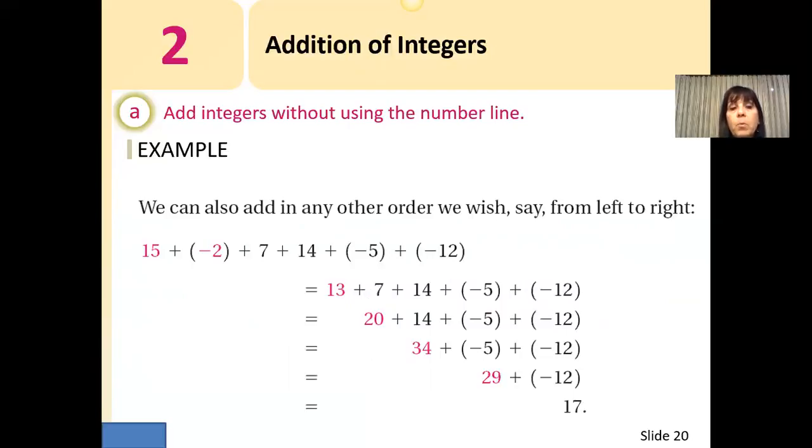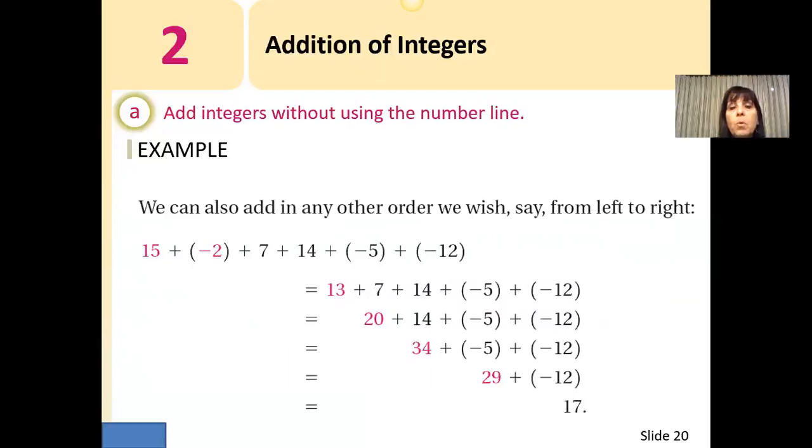So here's an example where I would add the 15 and the negative 2. That's going to give you a 13. Then that 13 plus the 7 will give you a 20. And then that 20 plus the 14 will give you a 34. The 34 and the negative 5 will give you a 29. And finally, the 29 and the negative 12 will give you a positive 17.